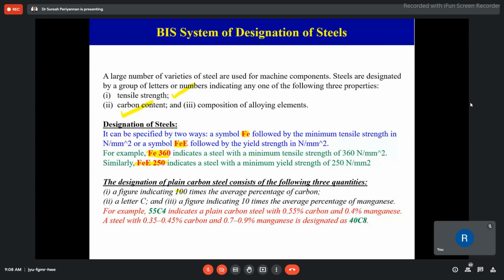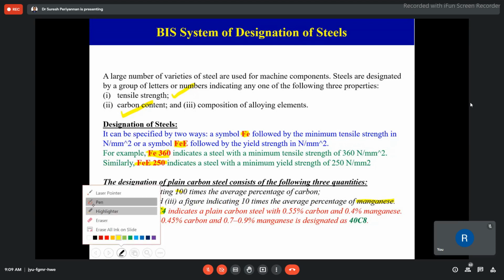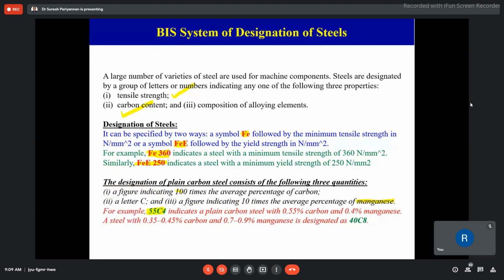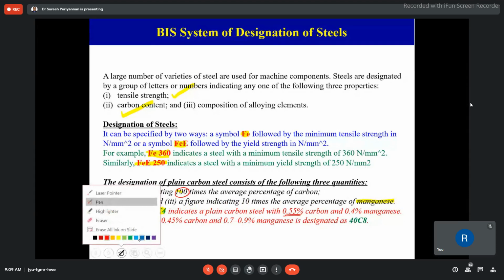And the figure 10 times. The last step we should follow is the figure indicating 10 times the average percentage of manganese. Okay, now this is a standard. See here, now I'm considering 55C4. 55C4, 55 divided by 100 is going to be 0.55 percentage of carbon. That's what we are saying here. 0.55 percentage of carbon.